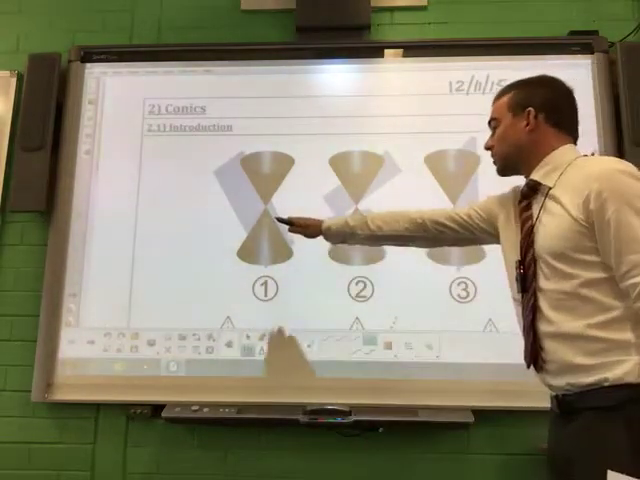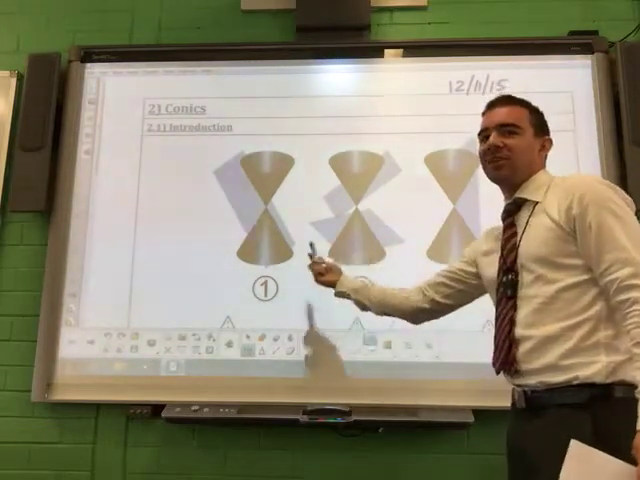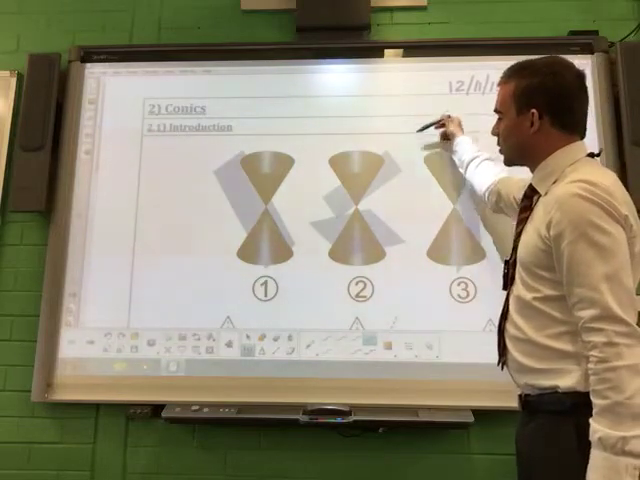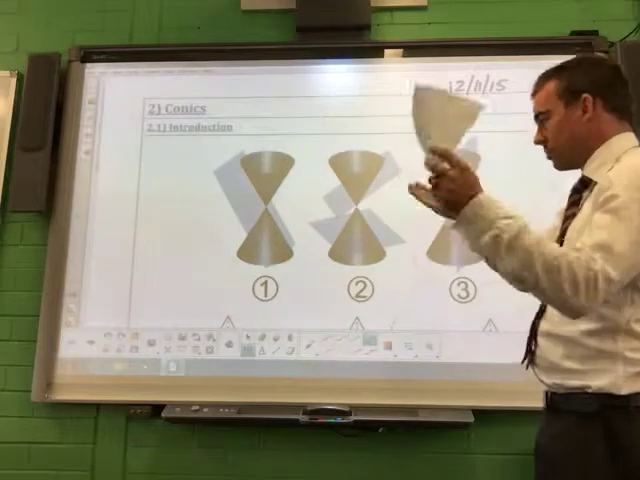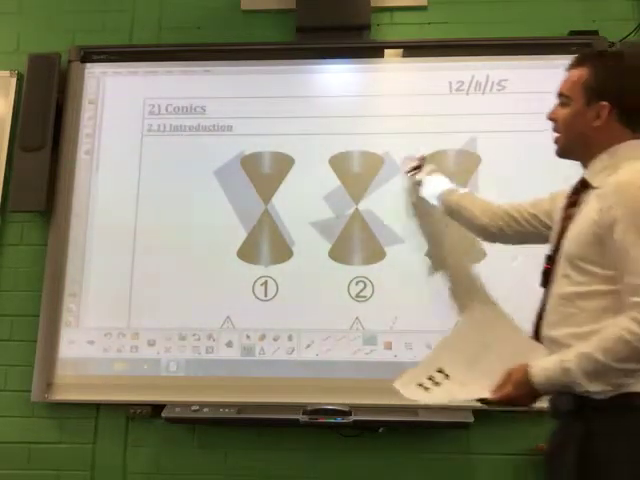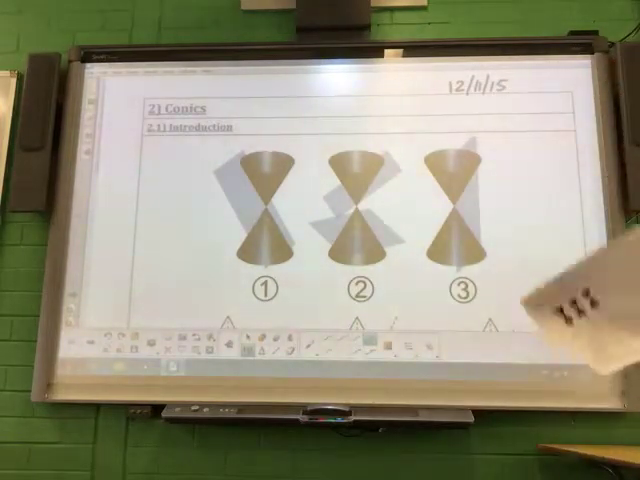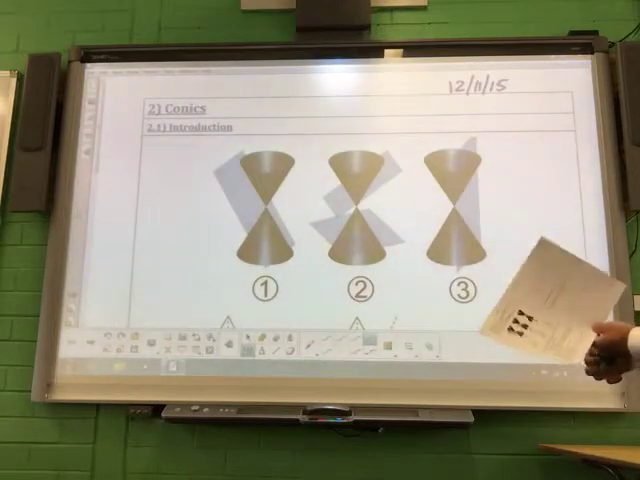Alright, we slice it parallel to the base. We have that conic. What do you reckon that is? Circle. Okay. We slice it along this way, so that it slices on the same slant height. What do you think that conic's going to be? Okay, an oval, which is formally called an ellipse. So that's what we're going to refer to in this topic.